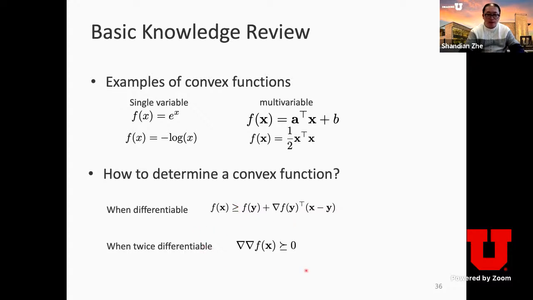Another very popular testing condition is the Hessian matrix. If your function is twice differentiable, then the function is convex if and only if the Hessian matrix is positive semi-definite. Of course, if x is just a scalar, that means your second derivative is non-negative. So you can use those two conditions to prove the convexity of a function given in the homework assignment.